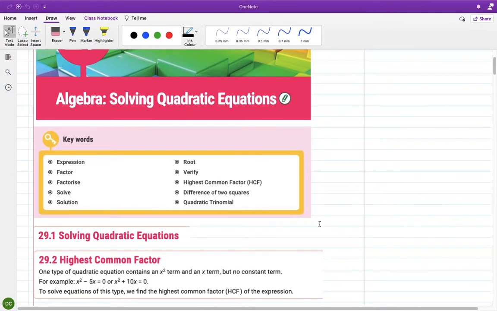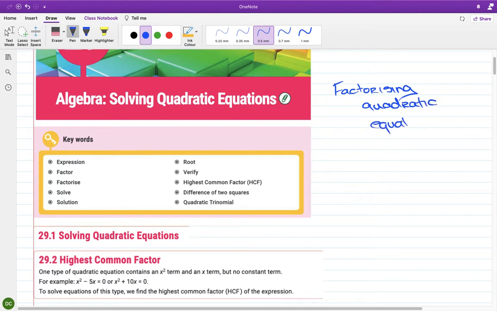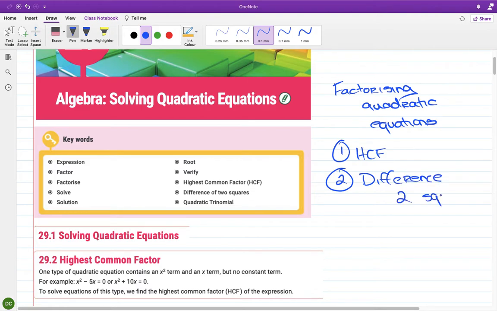So I'm not going to assume you remember, but if you do, it's going to make this chapter a lot easier. Okay? So I don't know if you remember when we did factorizing of quadratic equations, but there are 3. The first one is highest common factor. Second one is difference of 2 squares. And the third one is trinomials, where we did the guide number.